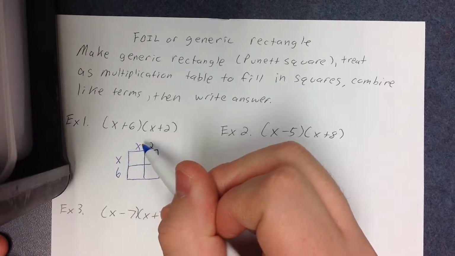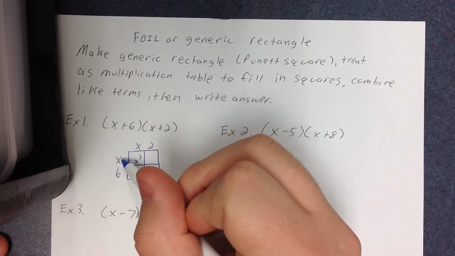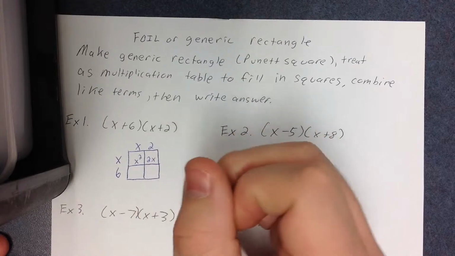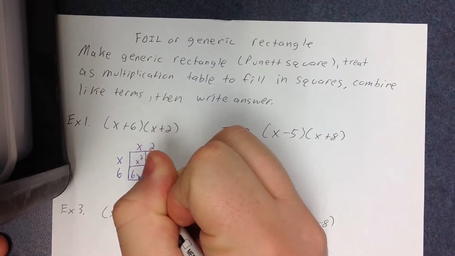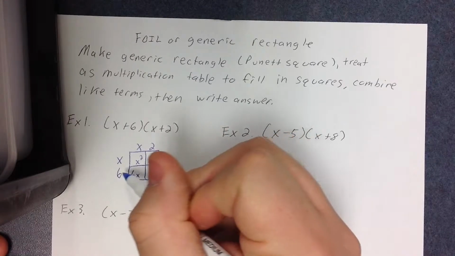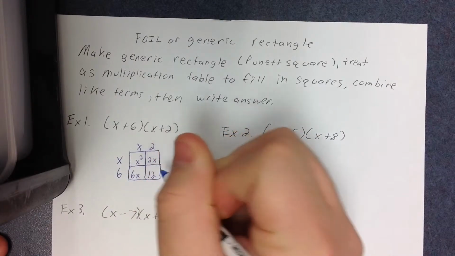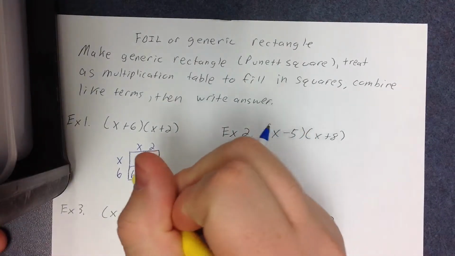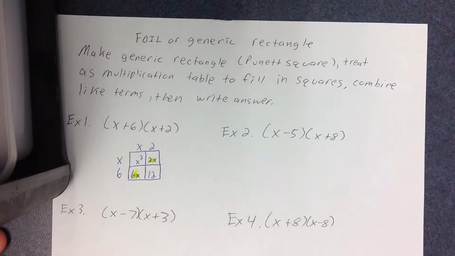So x times x is x squared. x times 2 is 2x. 6 times x is 6x. And then this last box is 6 times 2, which is 12. If you do this correctly, you're going to find that you have like terms on the diagonal there.